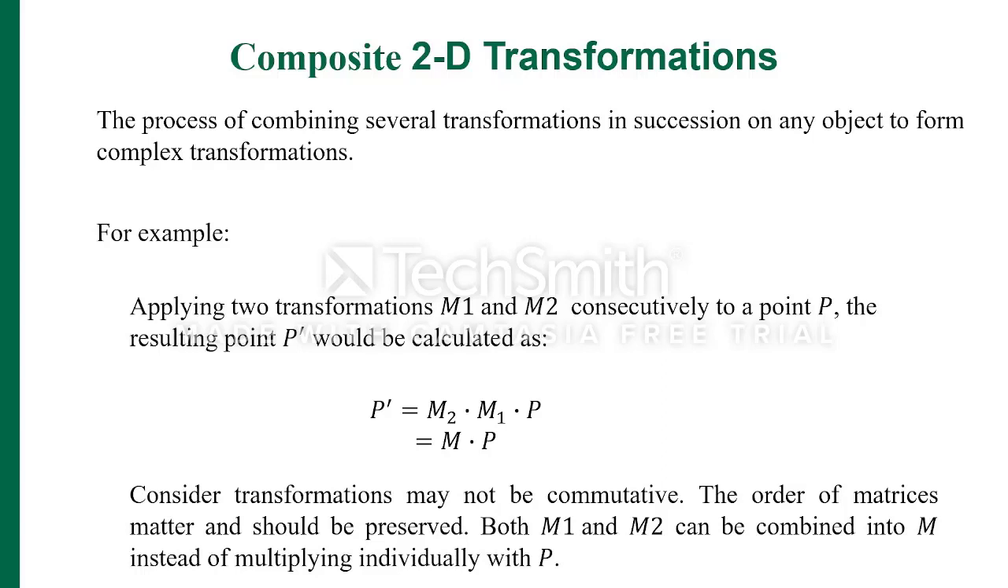Composite 2D transformation is the process of combining several transformations in succession on any object to form complex transformations. For example, if we apply two transformations M1 and M2 consecutively to a point P, the resulting point P dot would be calculated as P dot is equal to M2 times M1 times P, where M2 times M1 can be represented by M. Consider that transformations may not be commutative. The order of the matrices matters and should be preserved.